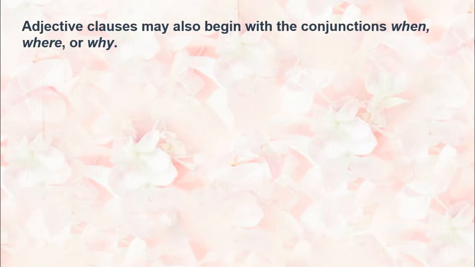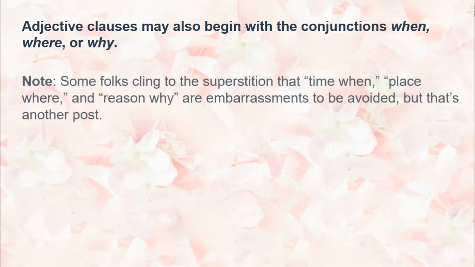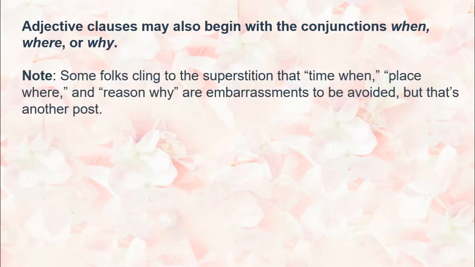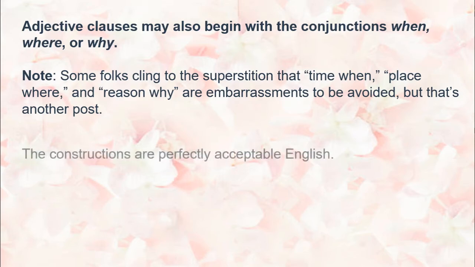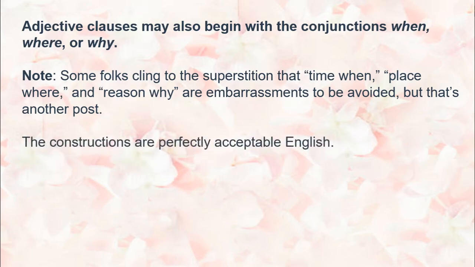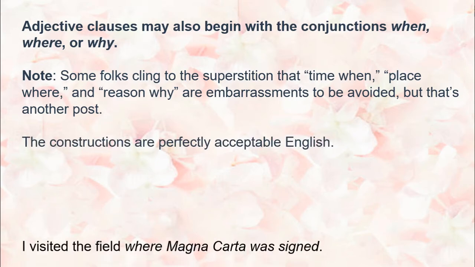Adjective clauses may also begin with the conjunctions like when, where, or why. So here you have a note. Some folks cling to the superstition that time when, place where, and reason why are embarrassments to be avoided, but that's another post. The constructions are perfectly acceptable English.